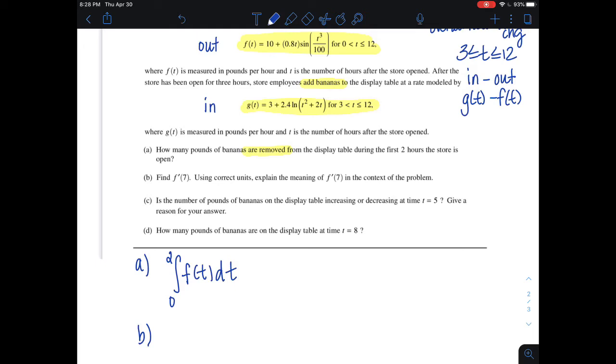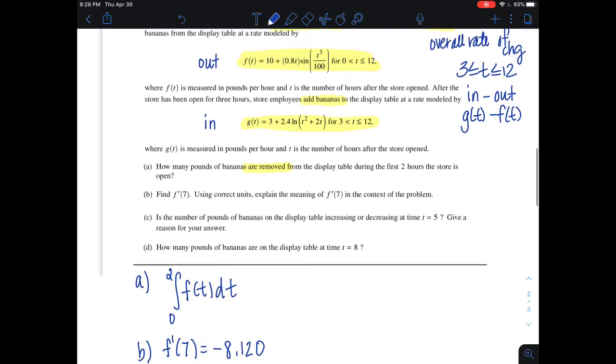For part B, it says find f prime of 7 and using correct units explain the meaning of f prime of 7 in the context of the problem. So if you were doing a calculator-based question, you would have done like a Math 8 type thing. And when you did Math 8, you would have gotten negative 8.120 in this particular case. Again, you're not going to have necessarily calculator-based questions, but these concepts might come up as well, so it's important you make sure you know how to apply your understanding.